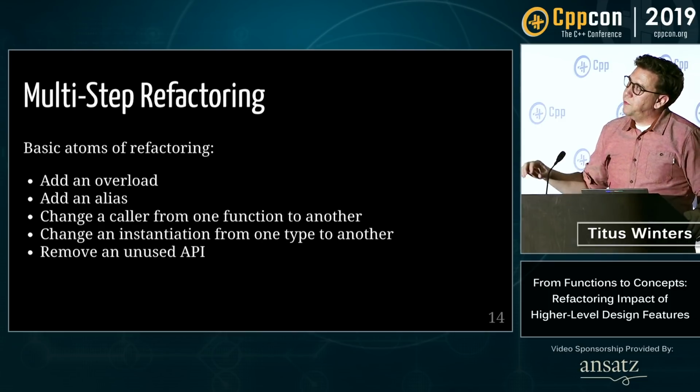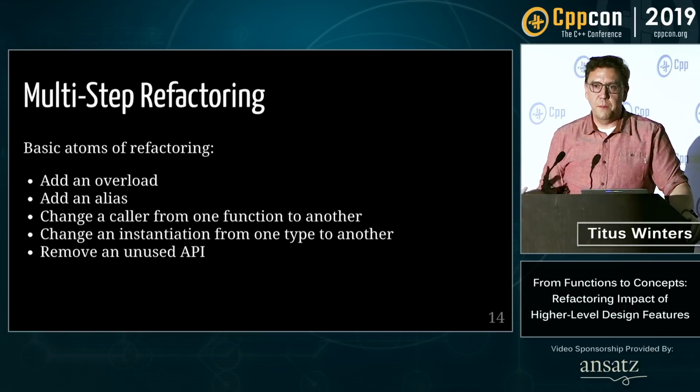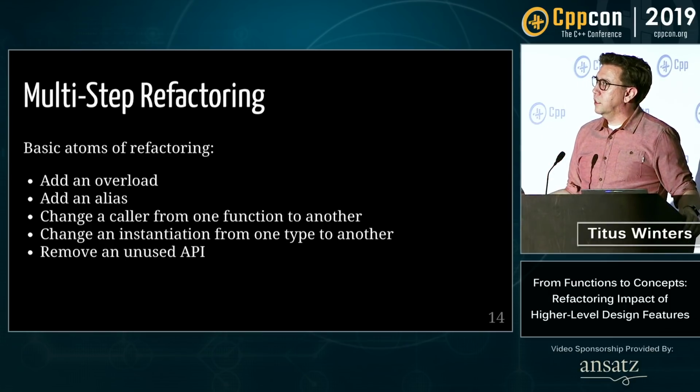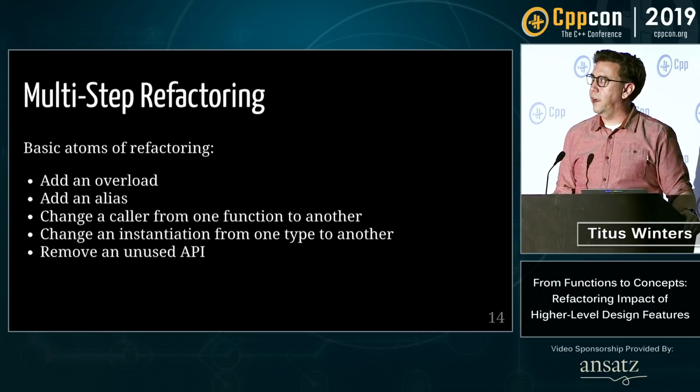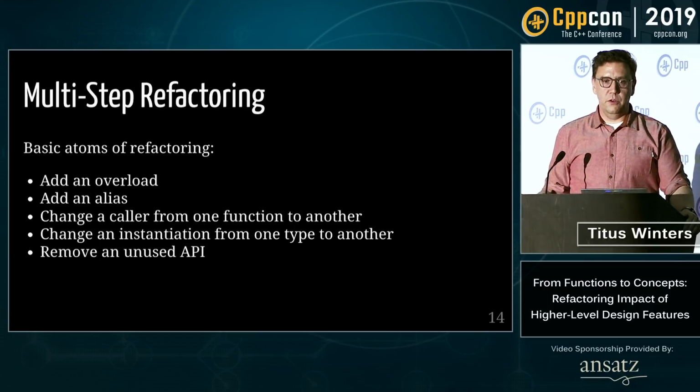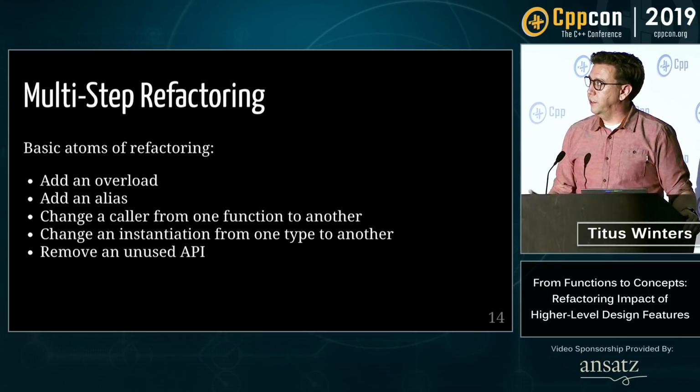And so if we look, what are the things that we might rely on for multi-step refactoring? I would say that the basic atoms here are of a different sort of flavor than the things that you see in a Fowler refactoring, right? I could add an overload. I know that that's going to be fine. I know that I can do that locally. I can add an alias. I know that that's going to be fine. I know I can do that locally.